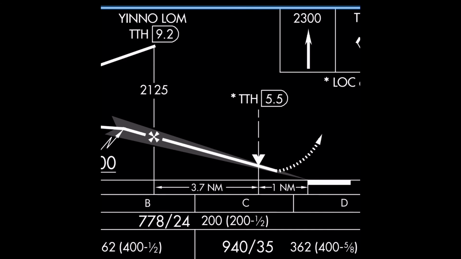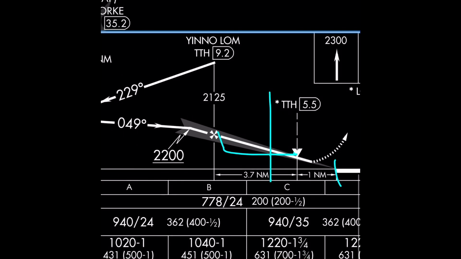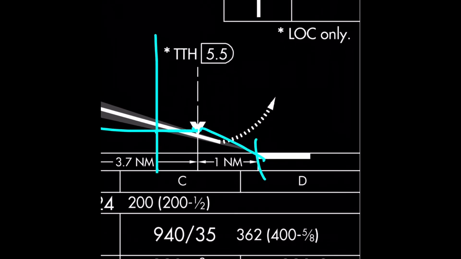So if we were at 940 at this point here, let's just say a mile prior to the VDP, and we can see the runway right here, we'll still maintain 940. Keep saying that wrong. 940. We'll maintain 940 until the VDP, and then we'll descend to the runway if we have it in sight at that point.